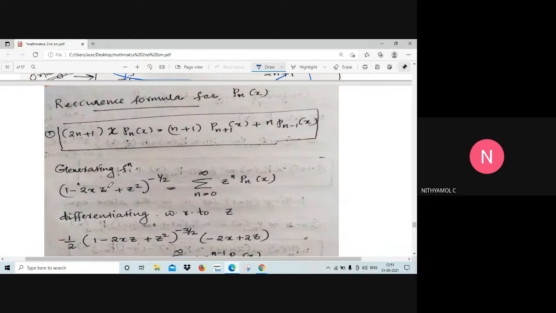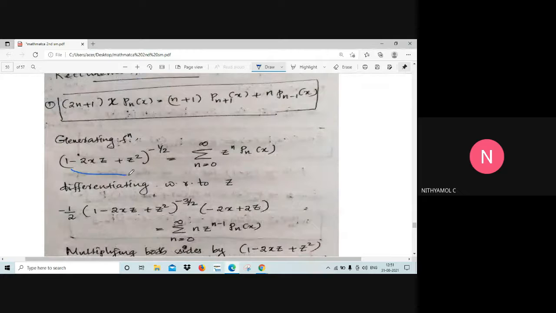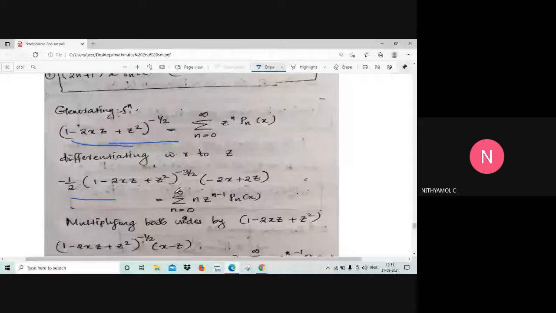generating function. That is (1 minus 2xz plus z square) raised to minus 1 by 2 is equal to summation n is equal to 0 to infinity z raised to n Pn of x. So differentiating with respect to z, then minus 1 by 2 into (1 minus 2xz plus z square) raised to minus 3 by 2 into (minus 2x plus 2z) equals summation n is equal to 0 to infinity n z raised to n minus 1 Pn of x.